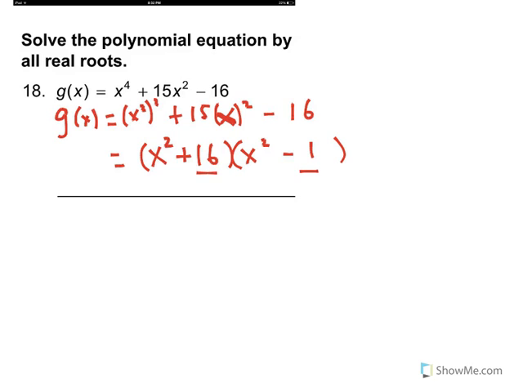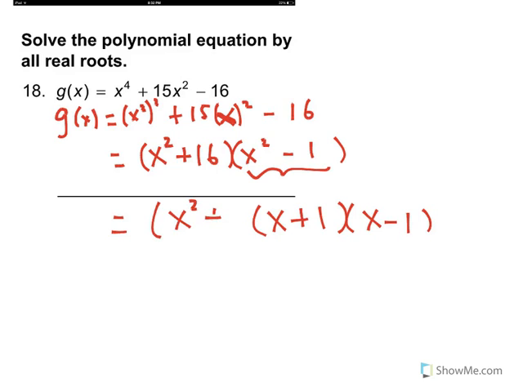The next thing we're going to need to realize is that the second factor here is a difference of squares. So we can actually turn that into a difference of squares factor, which is x plus 1 and x minus 1. And all we need to do is bring down the first factor. Now that we have the complete factorization of this entire polynomial, we're going to try to solve the problem.